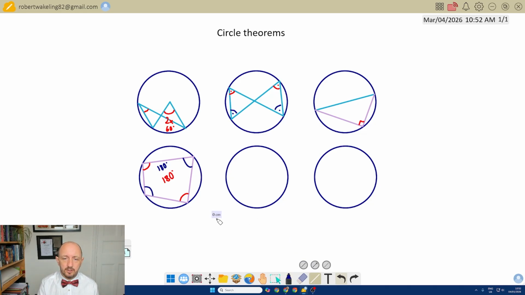Okay, the last two involve tangents. So I'm just going to put a tangent to the circle.